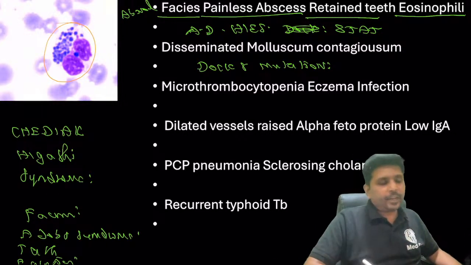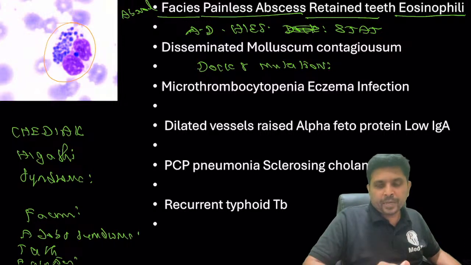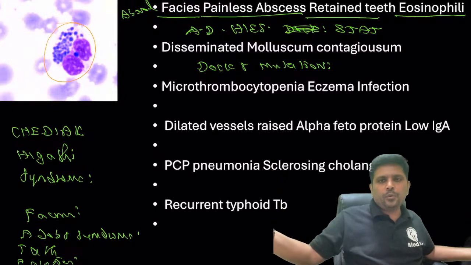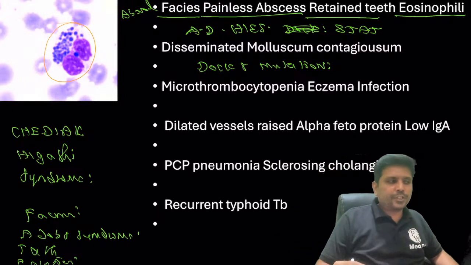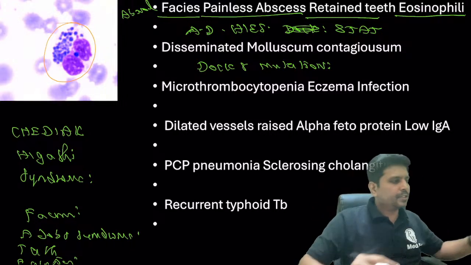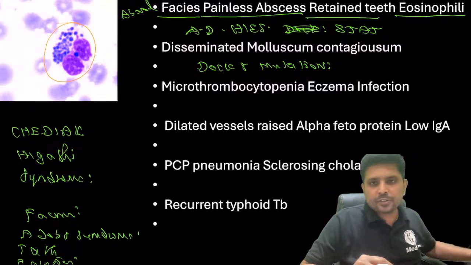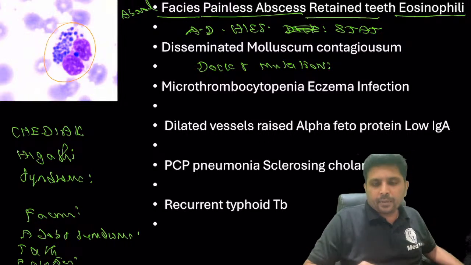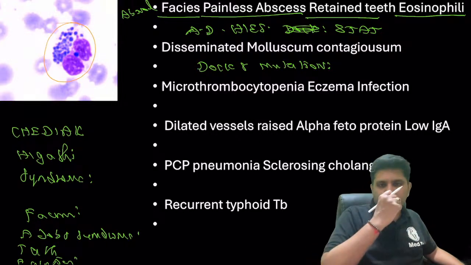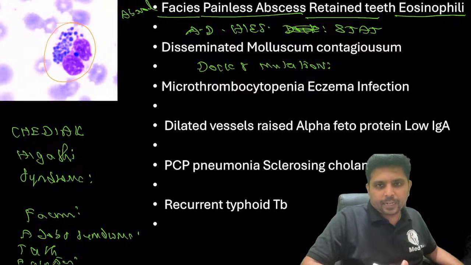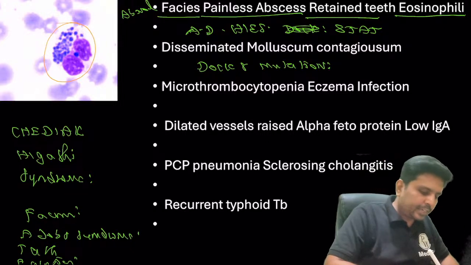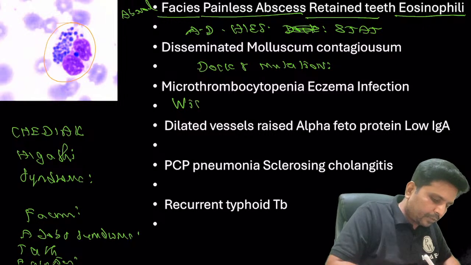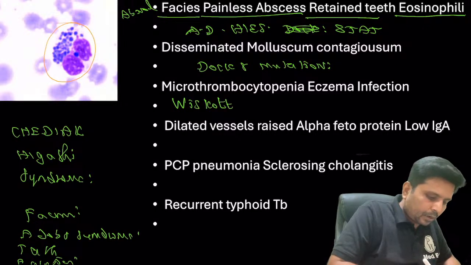Okay, what is this? Microthrombocytopenia. The next question, microthrombocytopenia. Eczema, infection, you all know. A child with recurrent infection, persistent eczematous dermatitis. And what is this? Eczematous dermatitis and a minimal number of platelets is, yes, very good, Wiskott-Aldrich syndrome.